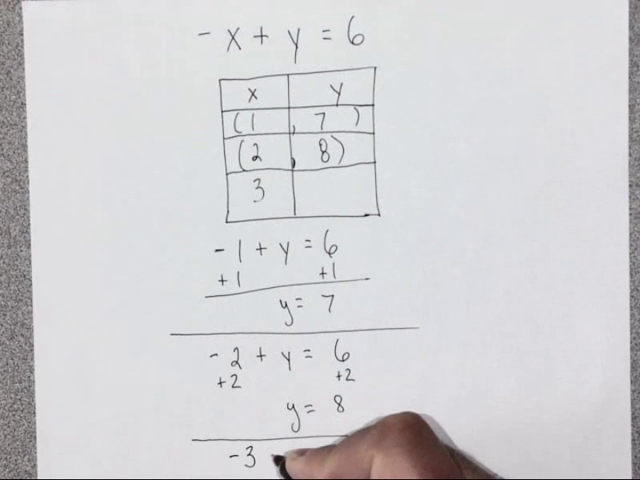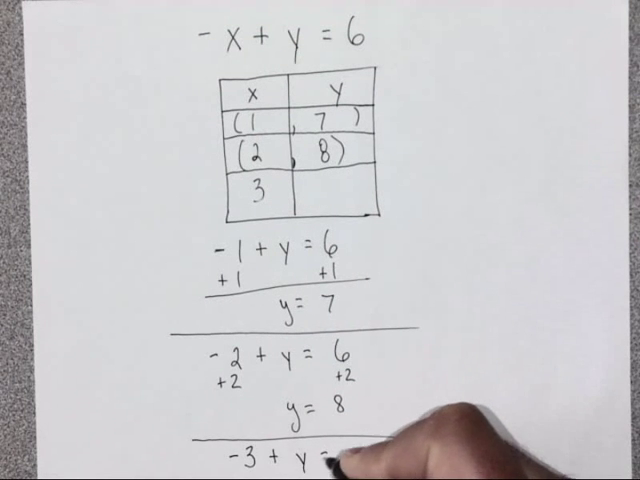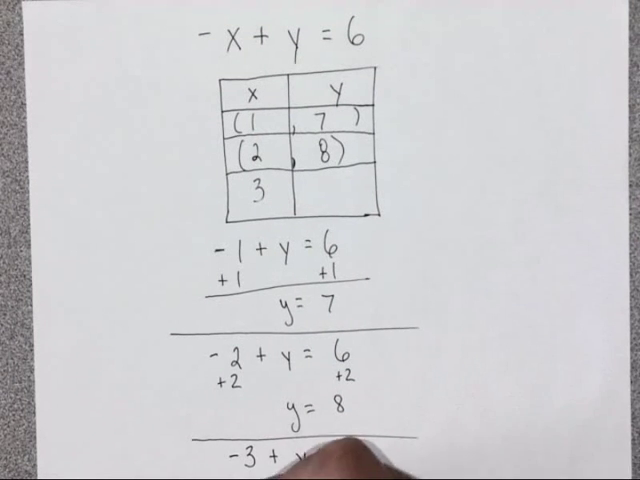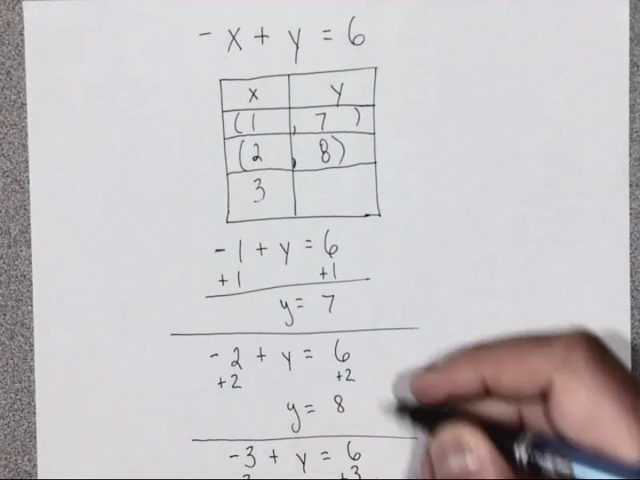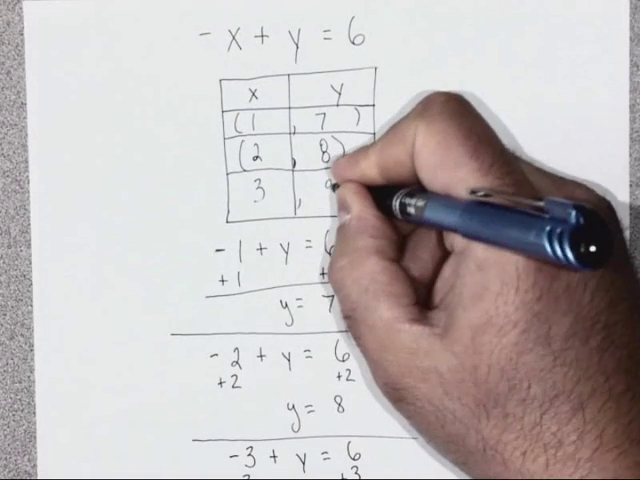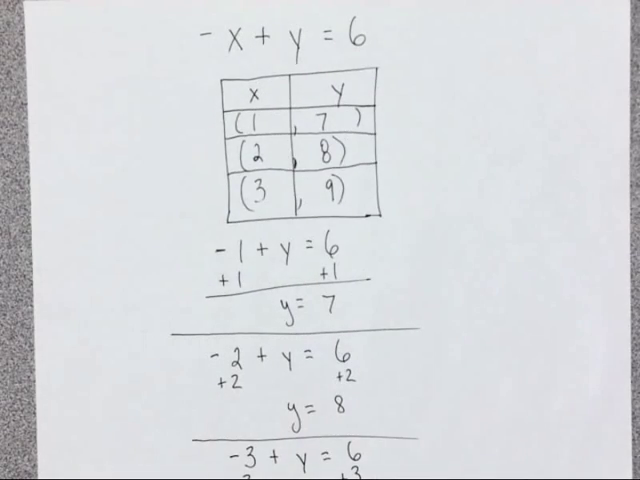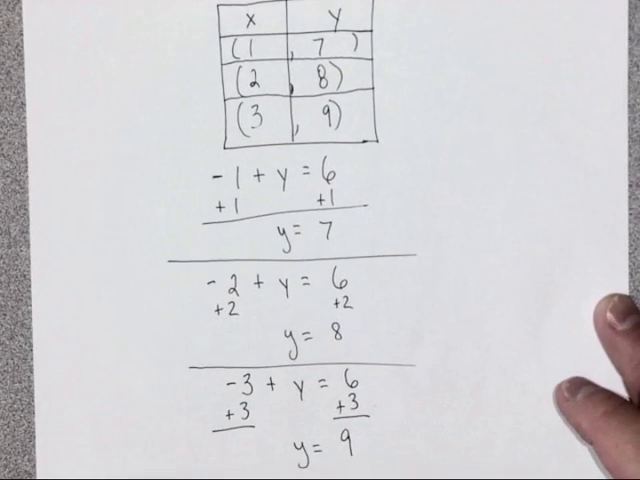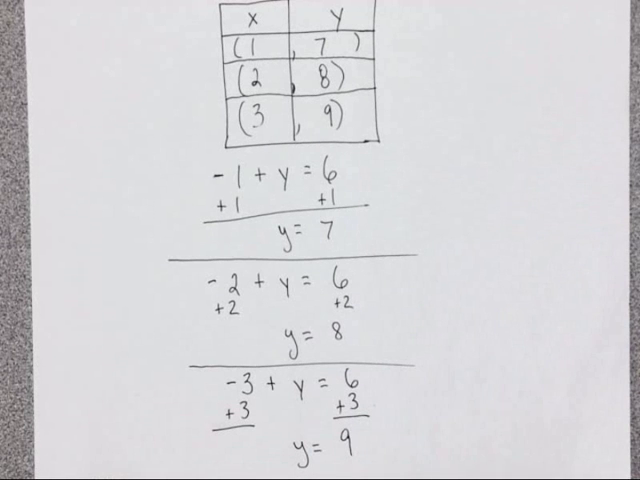Plug 3 in for x, solve for y. So add 3 to both sides. Y equals 9, so 3 comma 9 is going to be an ordered pair that's going to be on the graph of this equation.